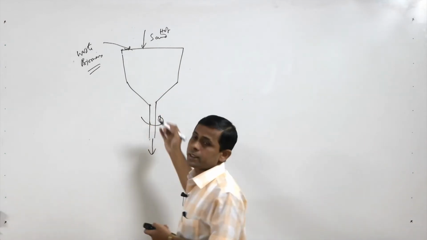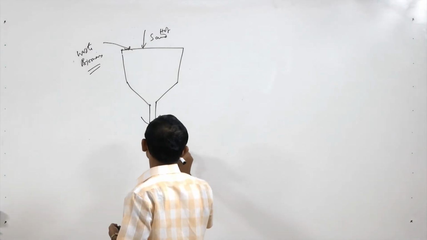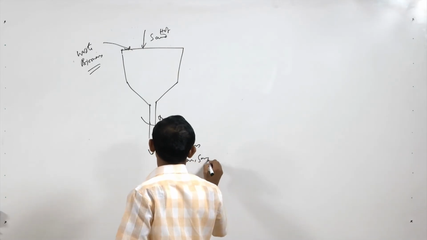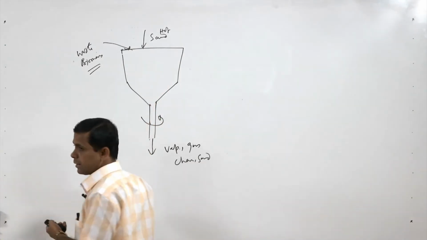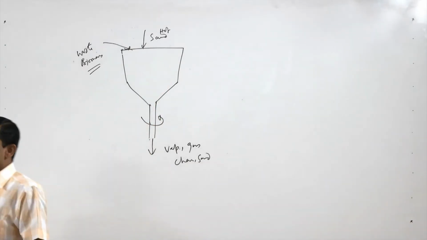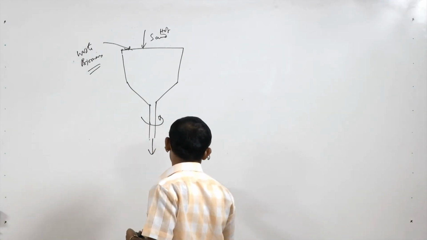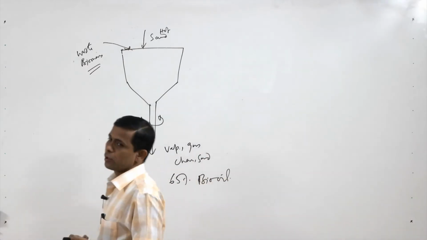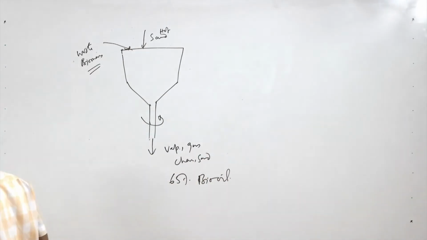It takes less time and we get vapor, gas, char and sand, and after separation the sand can be added from the top once again. In this process we can get around 65% bio oil, but this reactor system also has a disadvantage: it is difficult to scale up.